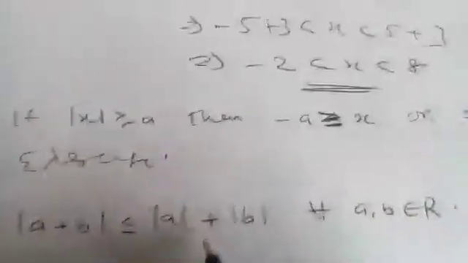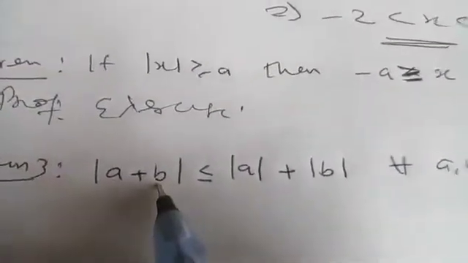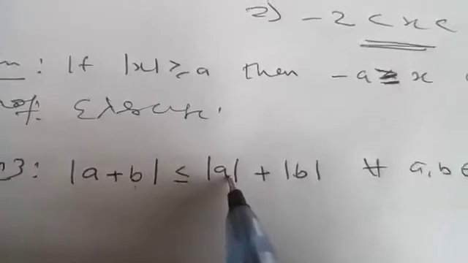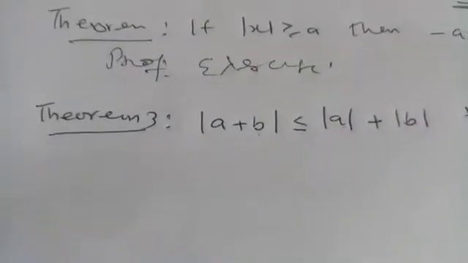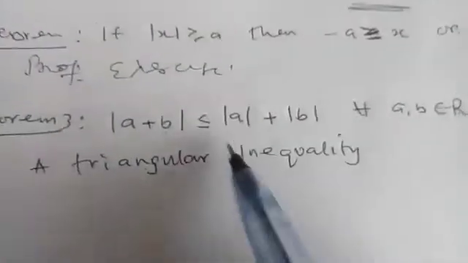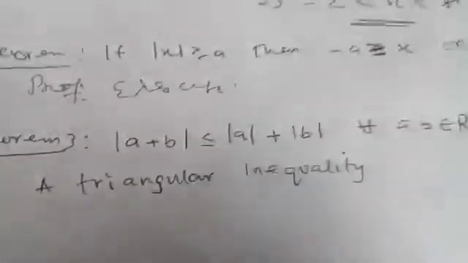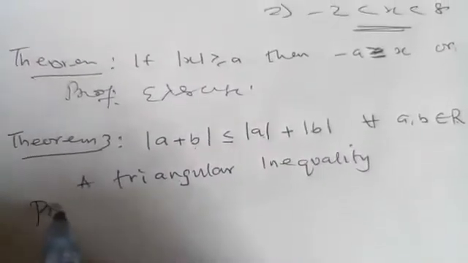Now let's consider another important theorem which normally exists in mathematics. If a, b belong to the real numbers, the absolute value of a plus b will be less than or equal to the absolute value of a plus the absolute value of b. We normally call this theorem the triangular inequality. That is the name of the theorem, and it's very useful because we are going to be using it in many of our problems. Now let's prove it.